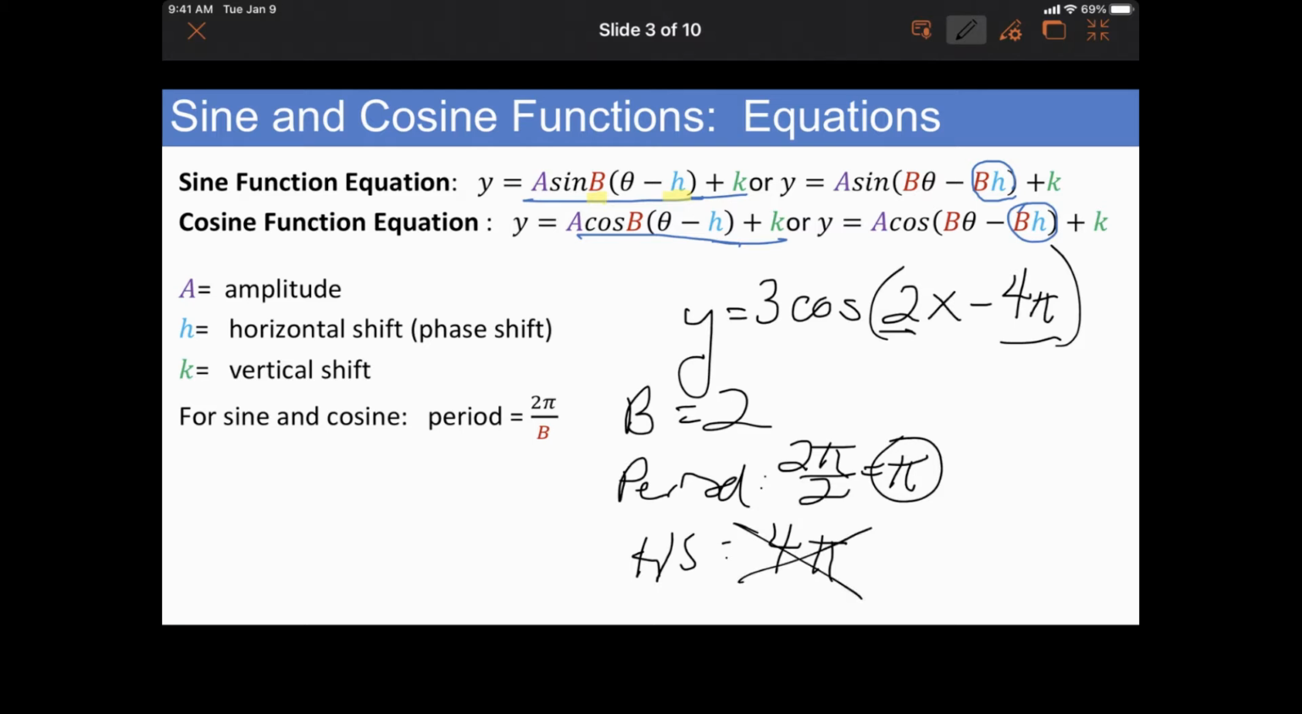So this is where you have to be careful. Because this is not factored out, that actually changes it. So if you factor that 2 out, this is not going to be 4 pi. It's going to be something else. All right, so let's talk about how to find that.